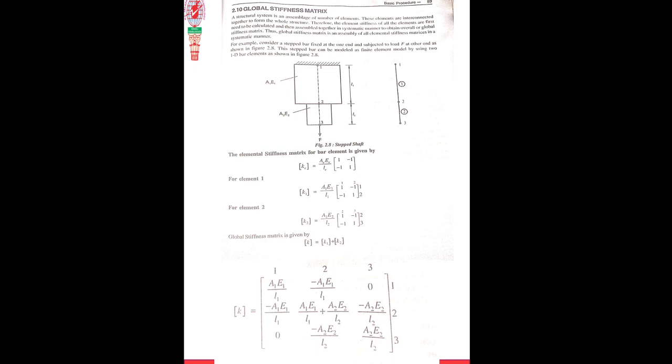So suppose you take an example here. This is a stepped bar. Here the area is A1 and Young's modulus is E1. This area is A2 and Young's modulus is E2. That means it's made up of composite material. And length is L1, this is L2. Now I'm going to divide into two elements, 1 and 2. Now the stiffness matrix for element 1 is K equal to AE by L times [1 -1; -1 1]. But here we use the suffixes A1, E1, L1 because A1, E1 are for element 1 and length is L1.